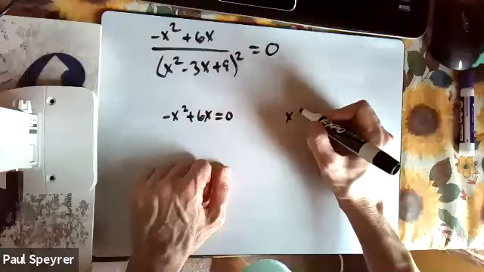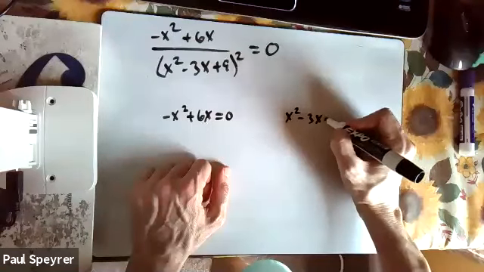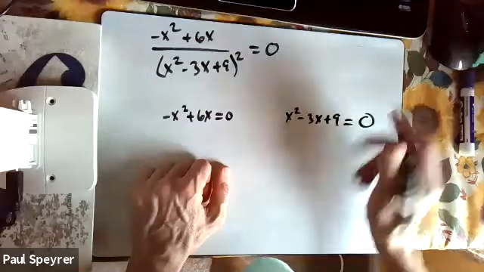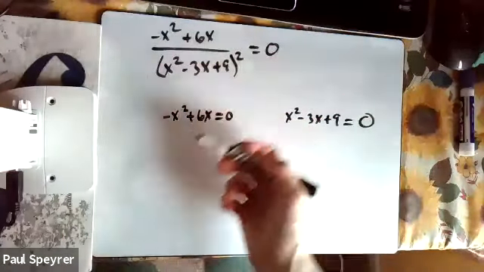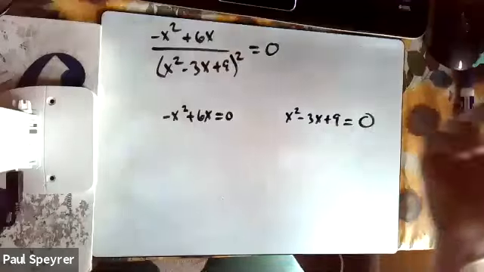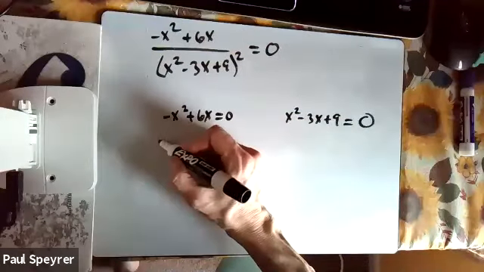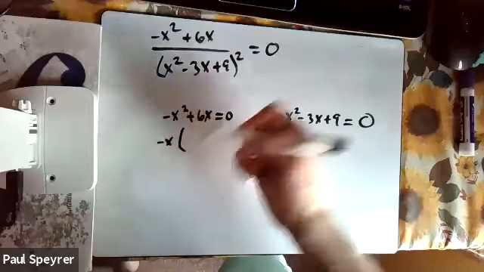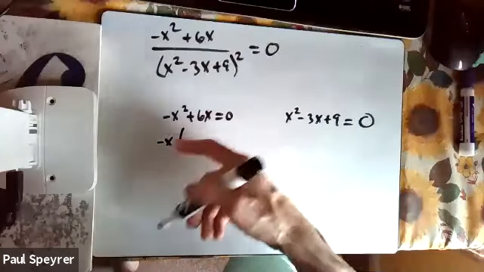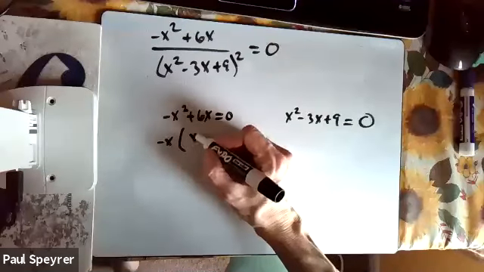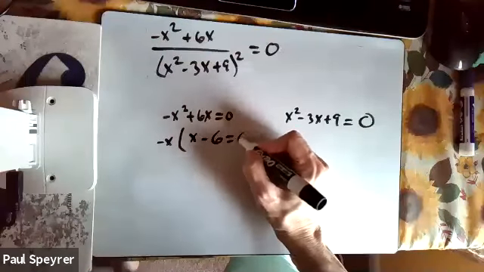So we're just going to say x squared minus 3x plus 9 equals 0. So with this one, what can you do? Can you factor it? Not like the traditional trinomial way, but there's a GCF, right? We can take out a negative x, or you can take out a positive x. It really doesn't matter. You'll get the same answer. But if we do that, if we take out a negative x, you're left with x minus 6 equals 0.